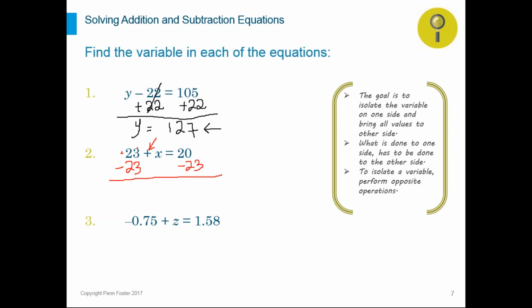23 minus 23, of course, is 0, so we have x by itself on the left-hand side. And now we have to subtract 20 minus 23, which will give you a negative value, -3, which is okay. Our variable can have a decimal answer, a negative answer, a fraction answer, a positive answer. Whatever the answer is, if you followed the steps correctly, then that would be the value of your variable. Any questions so far? Anything that's not clear?